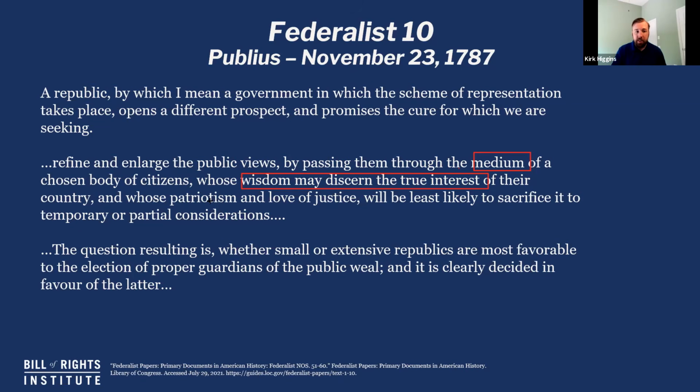And the hope is that their love of patriotism and their love of justice will be least likely to sacrifice it to temporary or partial considerations. In other words, I now have this big interest that I'm trying to represent all of these different individuals. I'm going to use my own wisdom, guided by justice and my love of my country, to try to make the best decision possible. Now, is that idealistic? Maybe Publius here is looking for that statesman, which he said won't always be in control. But what he's saying here is that the hope is that this will take place.